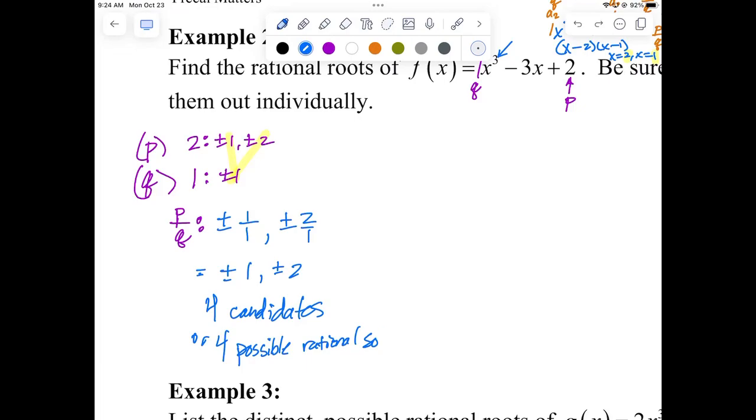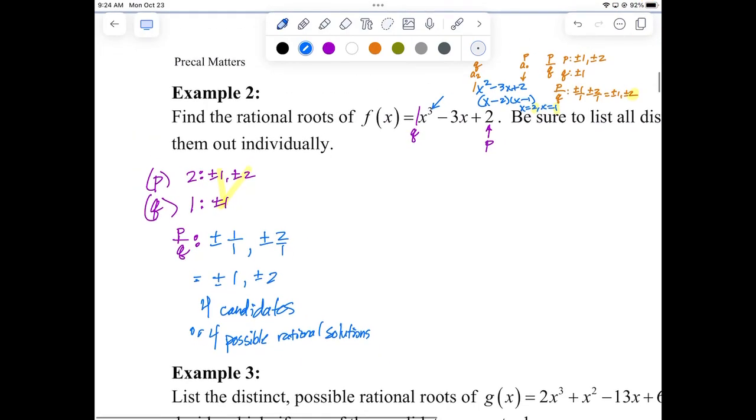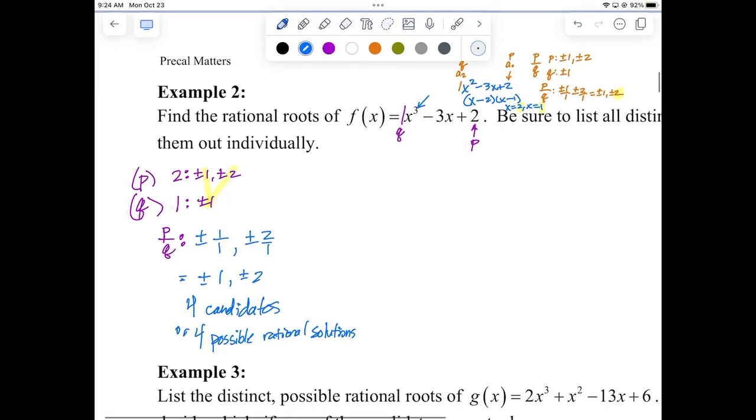I spelled soul wrong. Soul, S-O-U-L, soul. Okay, so how are we going to determine now if any one of those 4 actually work if we can't factor it? Can I try them out? Trial and error, yeah. Let's try them out.